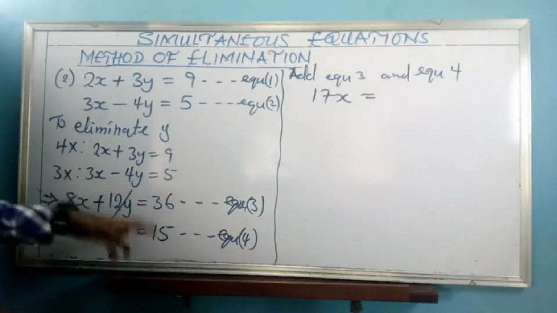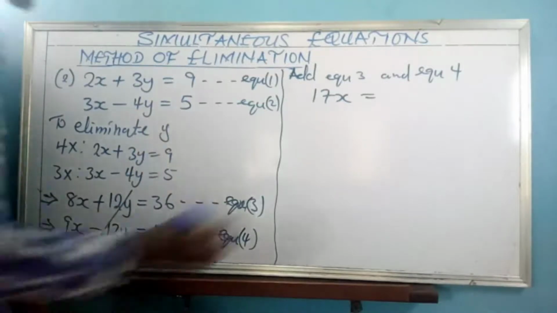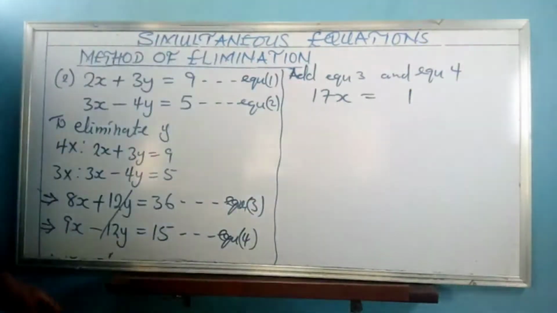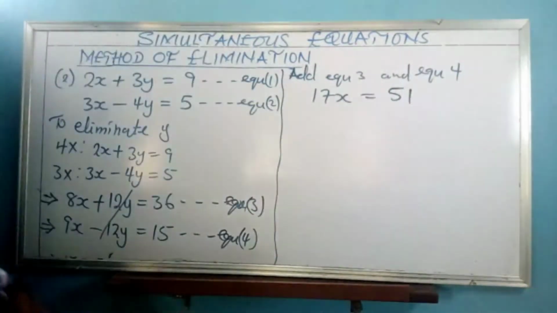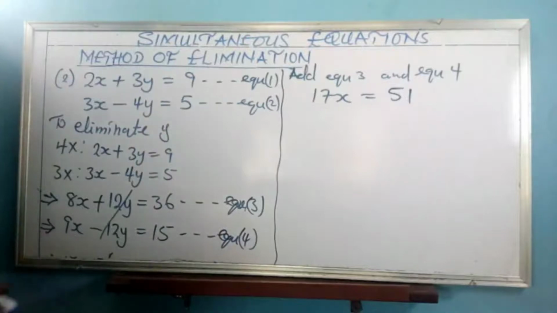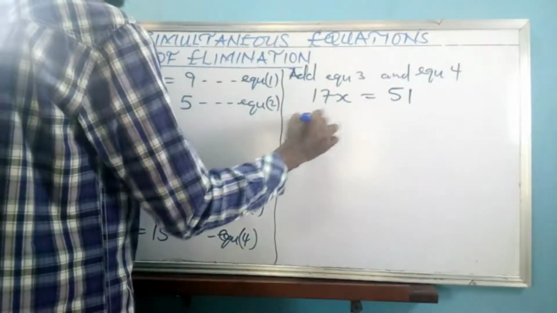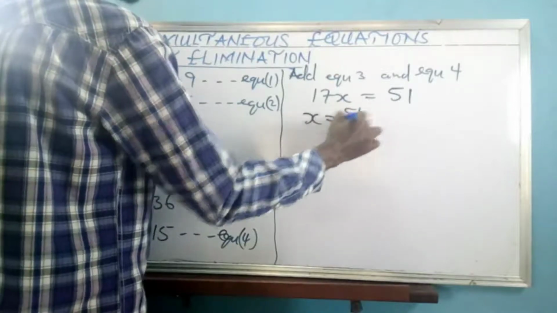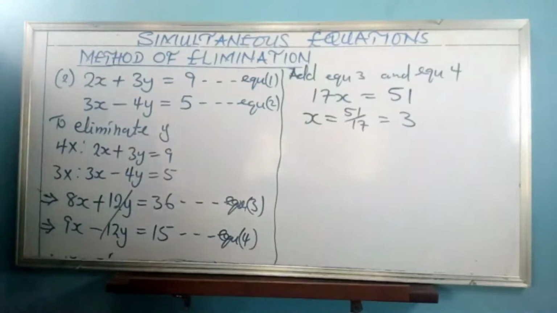So this one now, let's add this one together. What will it give us? 5 plus 6, that is 11. You carry one to this place. What do you have? That is 5, that's 51. Do you get it now? So what are we going to divide both sides by? Divide both sides by 17. So you now have x is equal to 51 over 17, and that is 3. We get our answer to be 3.